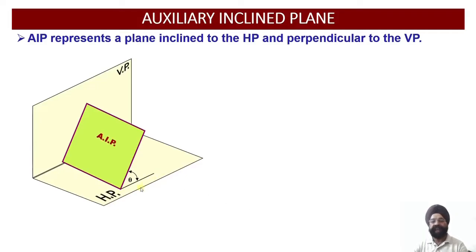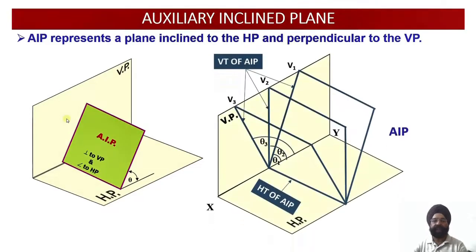So this is inclined at an angle theta with respect to the horizontal plane, and this AIP will be perpendicular to our vertical plane. Depending upon the orientation of the surface, this angle theta will be varying. You can see over here we have represented the angles theta 1, theta 2, theta 3. So it can be along this orientation or it can be along this orientation.